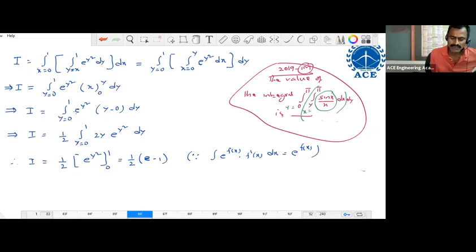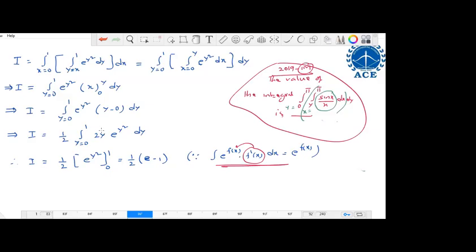Actually the function was e power y square into y only. So one method is the substitution method. If you want to use the substitution method, we take y square equal to t. Then its differential is 2y dy. That is one method. Or directly, we can use this formula and integrate. It should be the derivative of this function. The derivative of y square is 2y, but here only y is there. That is why I am writing 2 in the numerator and 2 in the denominator. Okay, that's all.